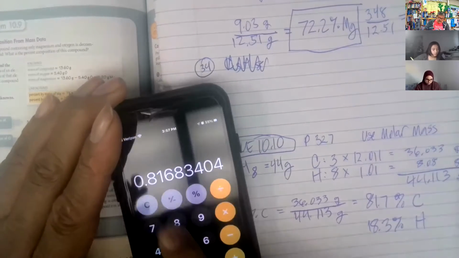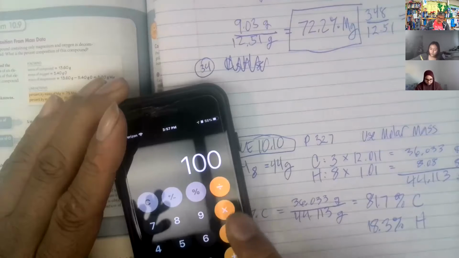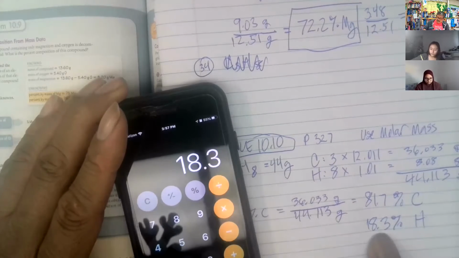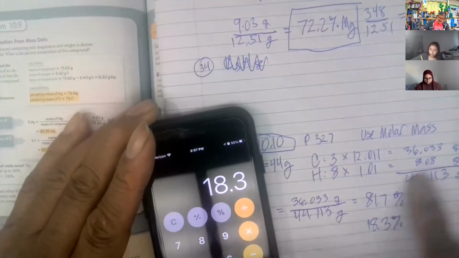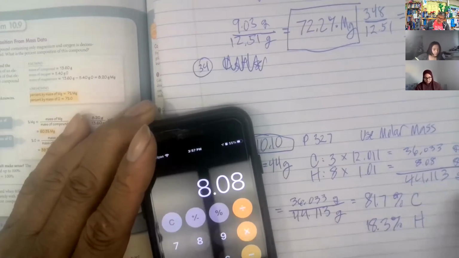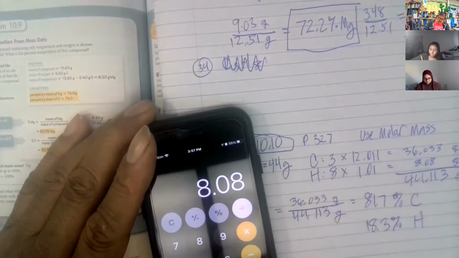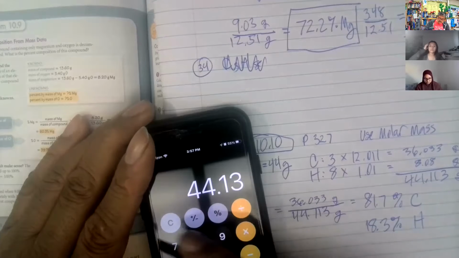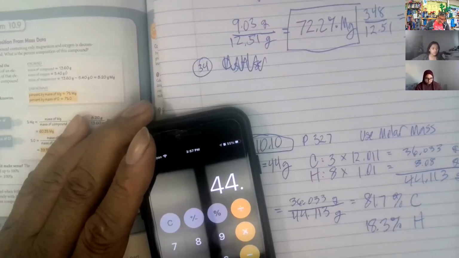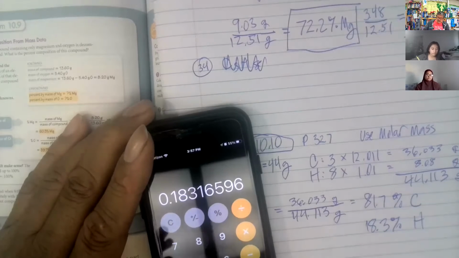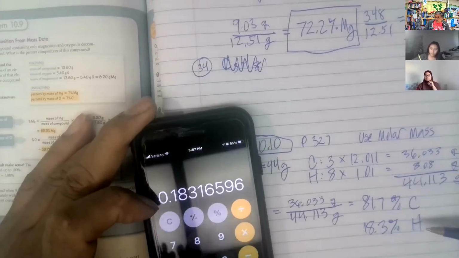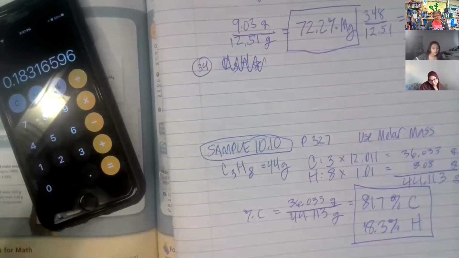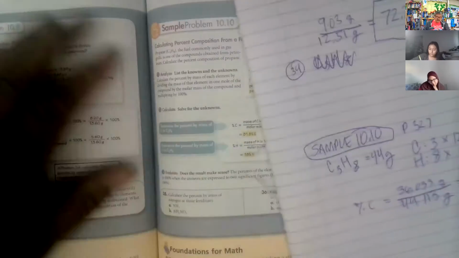Let's make sure. You could do it 2 ways. You could say 100 minus 81.7 equals 18.3. Or you could take this number here, 8.08, divide that by the total, which is 44.113, equals, same thing, 18.3. Ta-da! Box your answer, show your work. That's a sample. Let's do the other one.